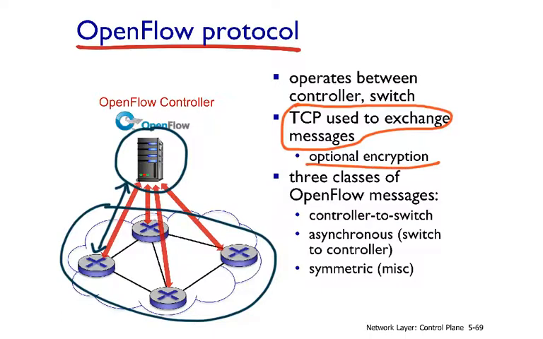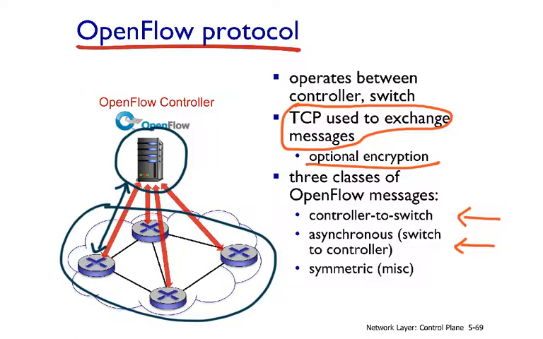There are three types of messages. The first one is the message sent from the controller to the switch, for example, to request some information about the links, the port status, or the status of the switch in general. Another type of message is sent from the switch to the controller. For example, after a request from the controller, the switch can give the information.